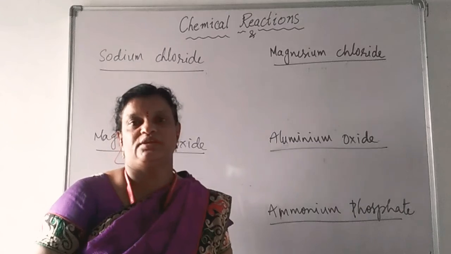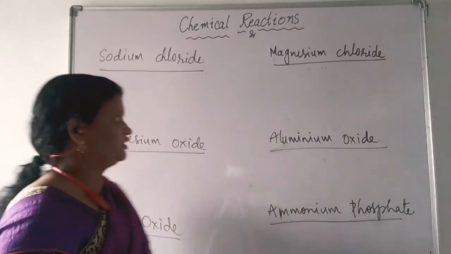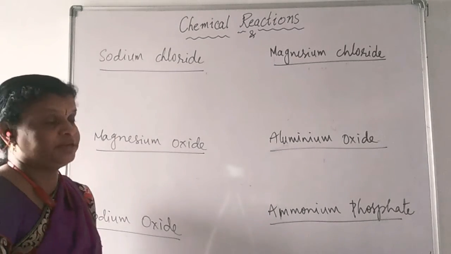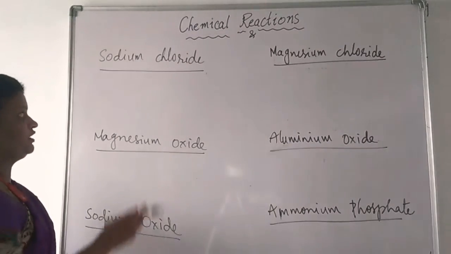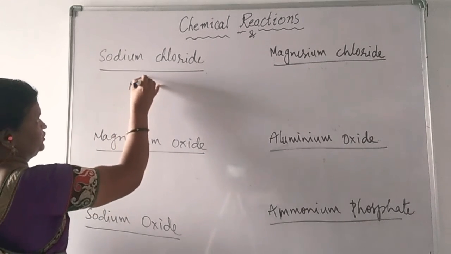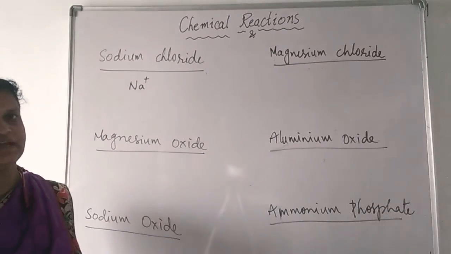Now, let us see some examples here. These are the examples we have here. Some more also we'll discuss. Let us complete these first. Sodium chloride, the very easy one. Na plus. Sodium is the metal present here, which is the cation.